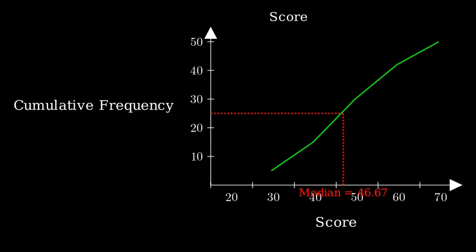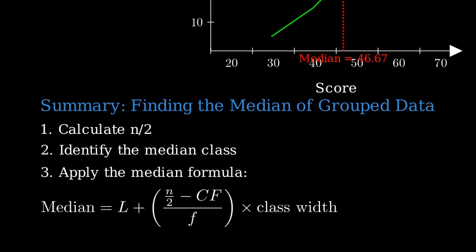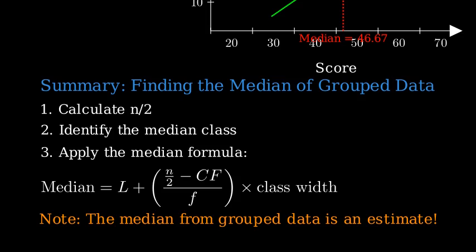To summarize, finding the median of group data involves 3 main steps. 1. Find n over 2 to determine the position of the median. 2. Identify the class interval containing the median position. 3. Apply the formula. Median equals L plus (N over 2 minus CF) divided by F, multiplied by the class width. Remember, the median calculated from group data is an estimate, not the exact value, since we don't know the actual distribution of data within each class interval.